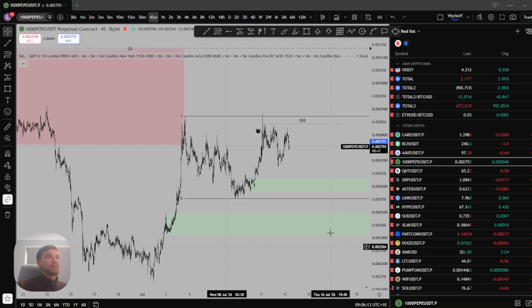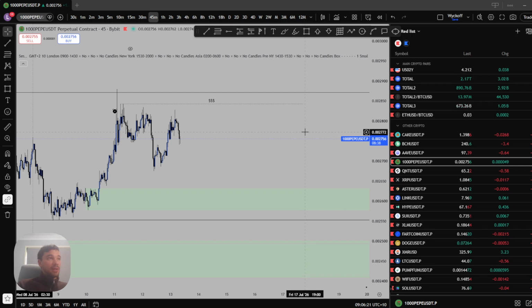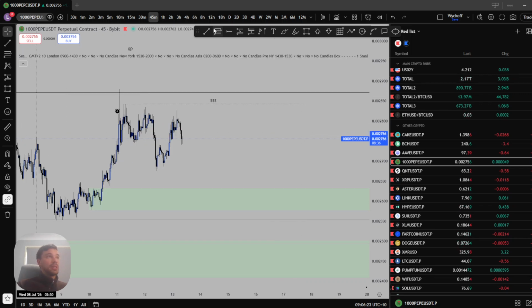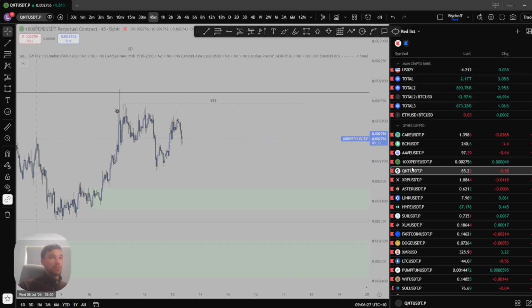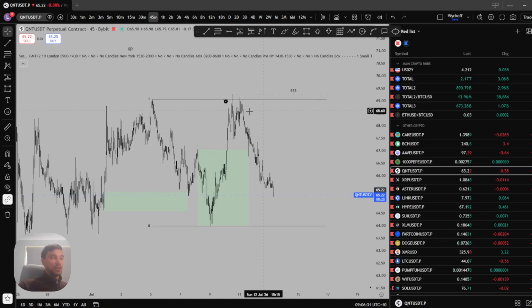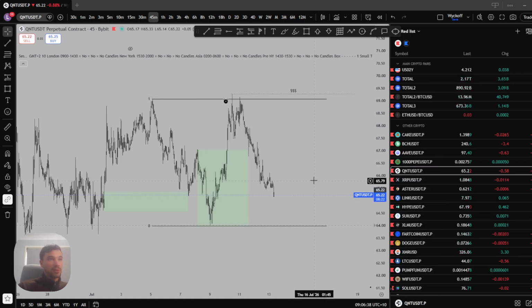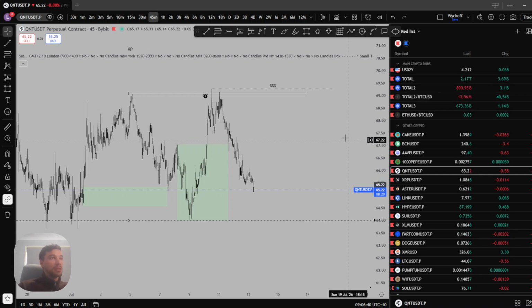Pepe, similar story. That's our POI, equal highs there, really nice liquidity, and then we do have some demand below. So outside of that, nothing really I am too interested in. Quant, I feel like we are front running this POI, and we're probably going to hit the range low. So we'll see what happens in that regard.